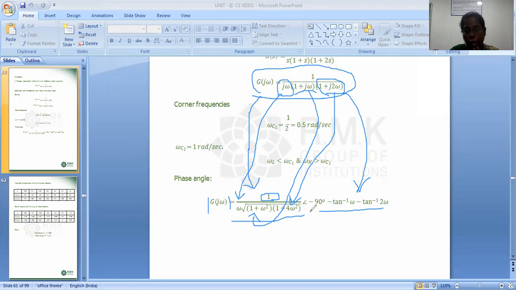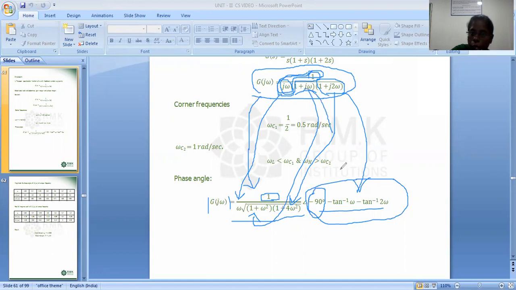Then we have to write the angle, right? We have to find the angle of this open loop transfer function G of j omega. This is actually 1 by j omega term, and for a j omega term the angle is 90. Since it's an integral term, the angle will be minus 90. If it is a derivative term, if the j omega term is in the numerator, then it will be plus 90. Since it is an integral term, 1 by j omega, the angle is going to be minus 90 degrees for the first term.